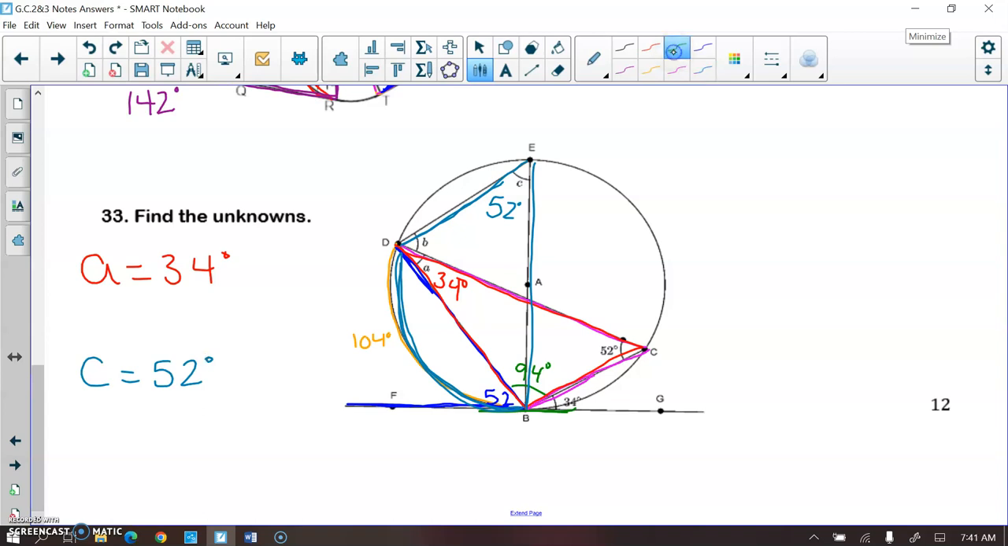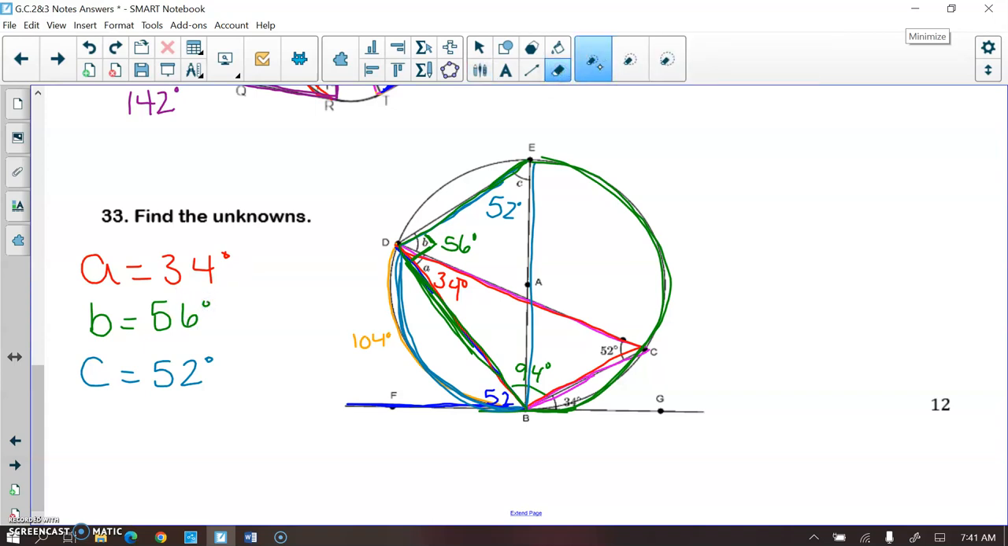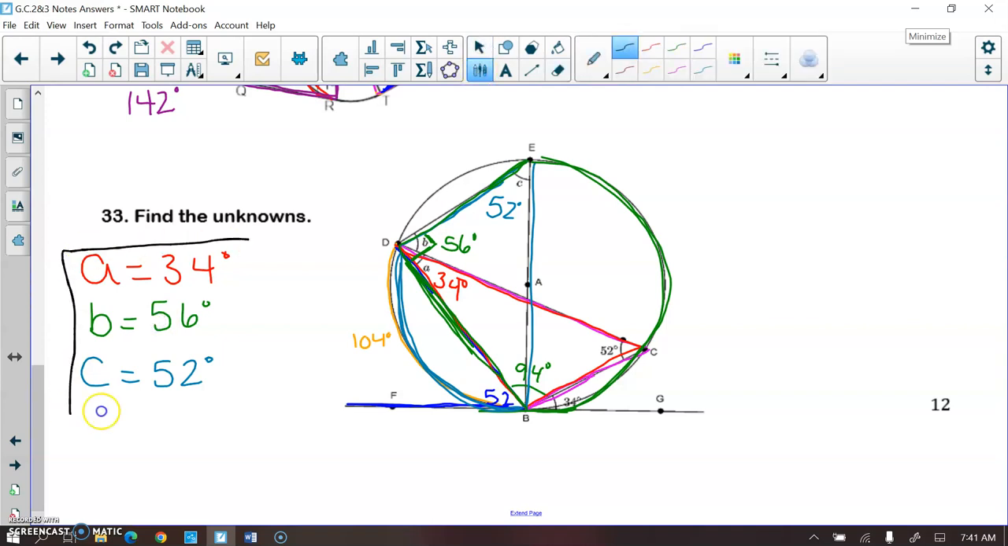And then now for angle B and angle A together subtend or intercept a semicircle. So that means angle B and angle A together are a right angle. So if I do 90 minus 34, I get that angle B is 56 degrees. So notice we have to use a lot of what we learned to help us figure out this problem. But this is our answer.